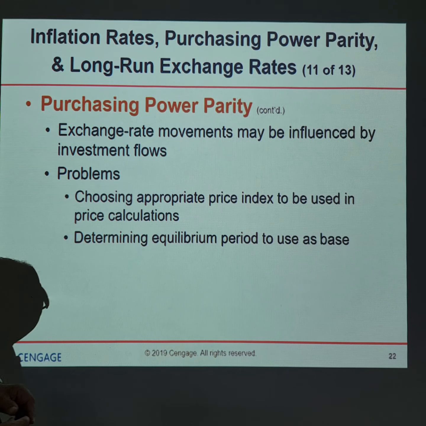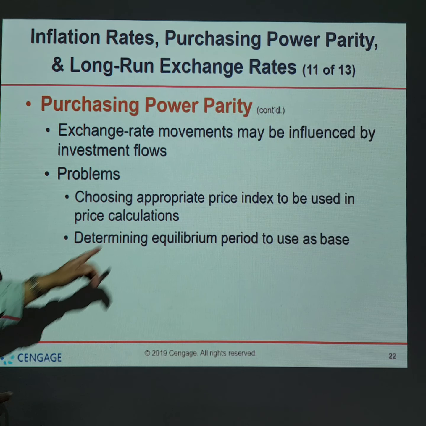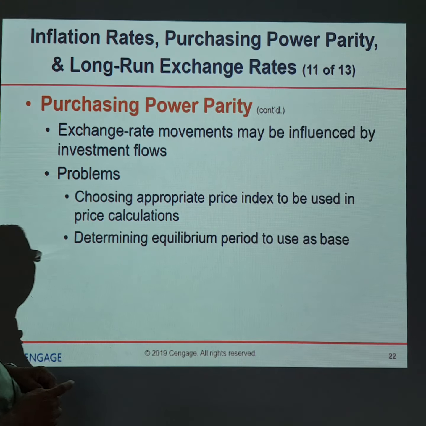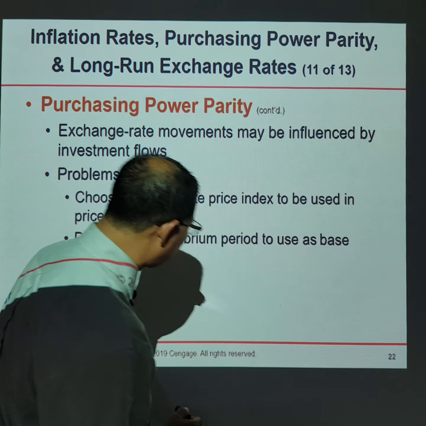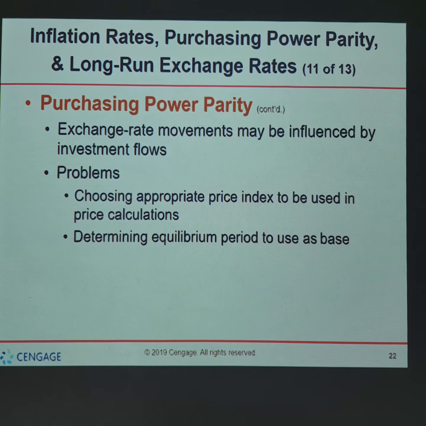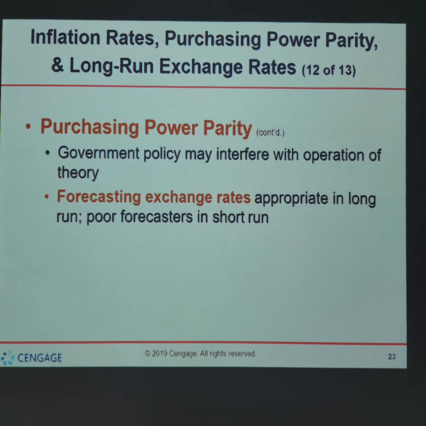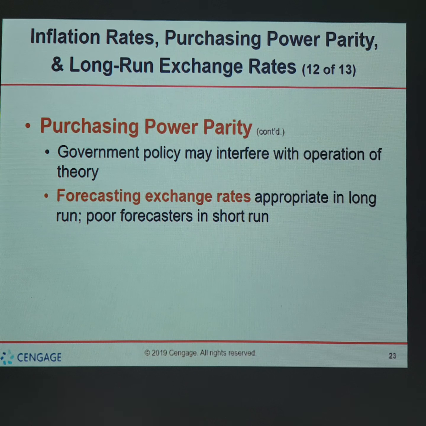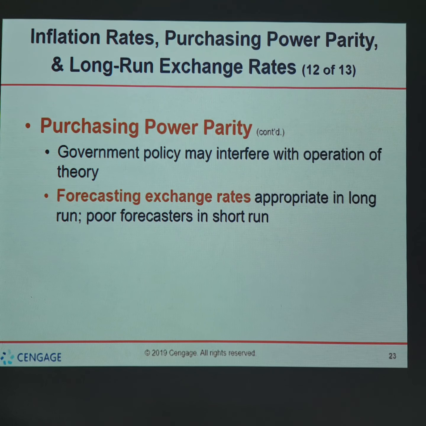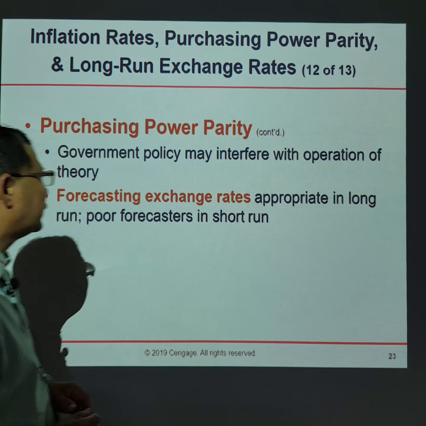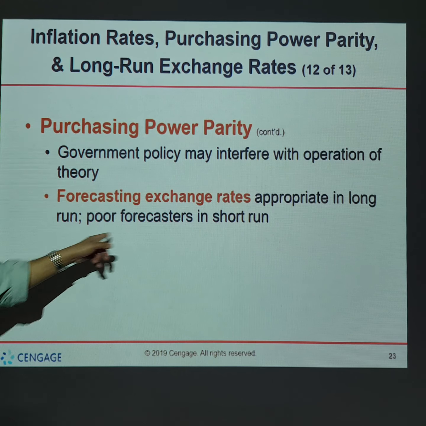Exchange rate movement may be influenced by investment flows, but the problem is choosing the appropriate price index to be used in price calculations, and determining the equilibrium period to use as a base. Government policy may interfere with the operation of the theory. Forecasting exchange rates is only appropriate in the long run. Poor forecasters in the short run. So purchasing power parity is better in the long run, not in the short run.